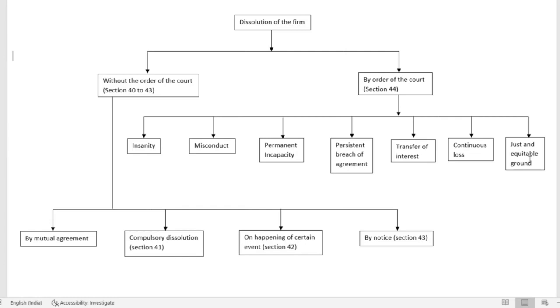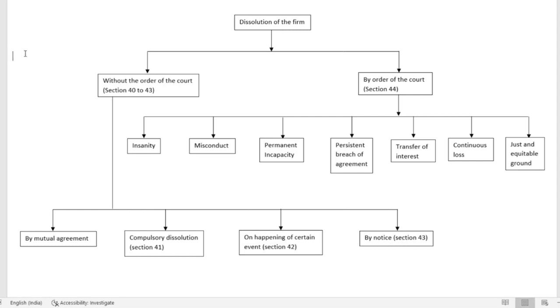Here, let us see with regard to without the order of the court. Here we can see there are 4 aspects: by mutual agreement, compulsory dissolution, and happening of certain event, that is contingency event. So depending upon the contingency of the event, the dissolution will be there. That purely depends upon the happening of a certain event. Last one is by notice. So by notice also, dissolution of the firm can be done.